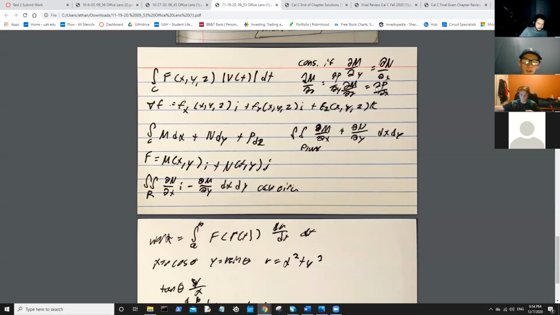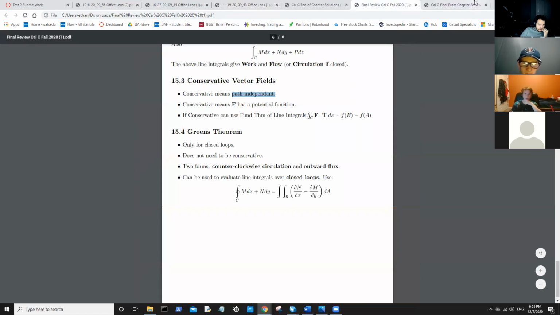So let's write down these identities. The first one: the partial of big M with respect to y is equal to the partial of big N with respect to x, I guess, because my handwriting sucks. It really doesn't matter which. All you're going to do is check to see if all of them equal each other.